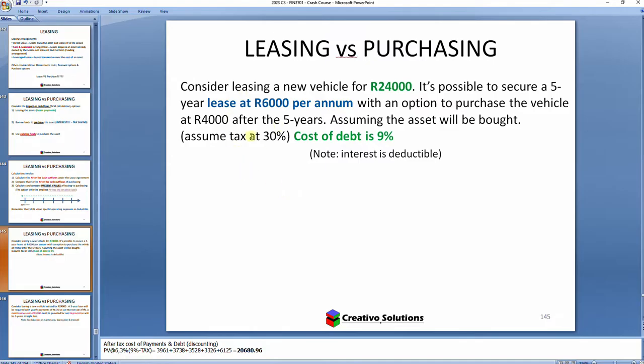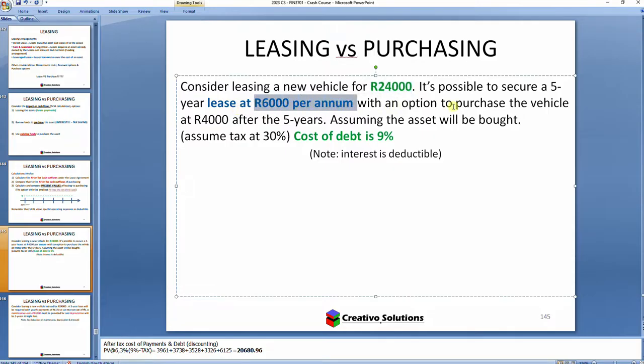So here's the last example, just looking at this whole discussion between lease versus buy. When you're looking at leasing a vehicle, you've got a certain amount. The vehicle that we're going to be leasing is 24,000. It's possible to secure a 5-year lease at 6,000 per annum, with an option to purchase the vehicle at 4,000 after the 5 years. It doesn't matter what it is. This is just a simple example with easy numbers to calculate. We need to decide, is it better to purchase or is it better to lease? I've highlighted the blue because that's the lease, that's option 1. Option 2 is the actual purchase.